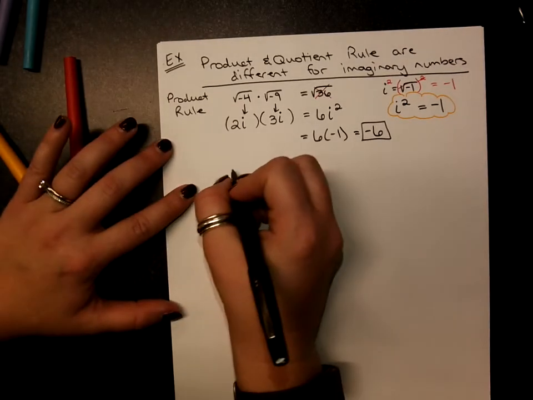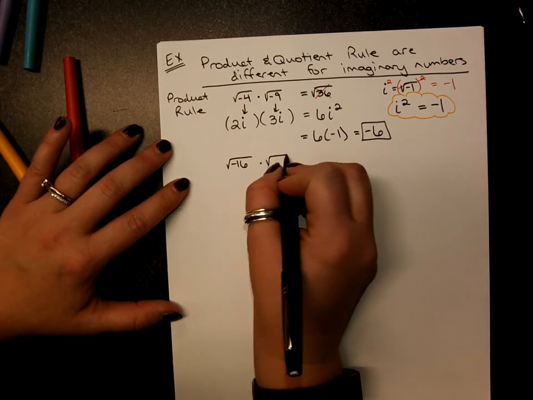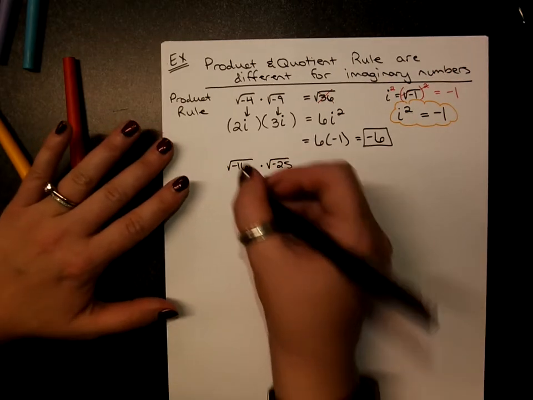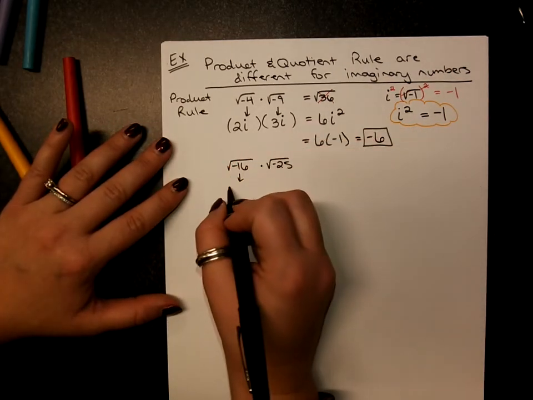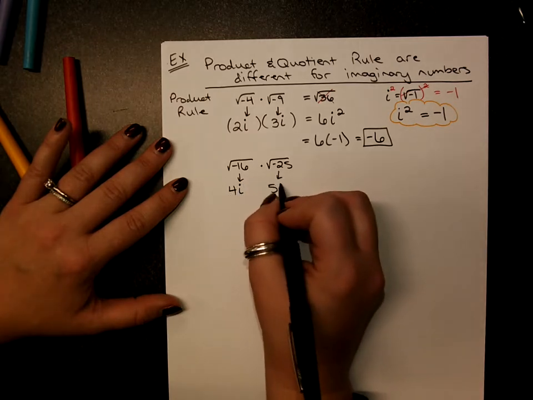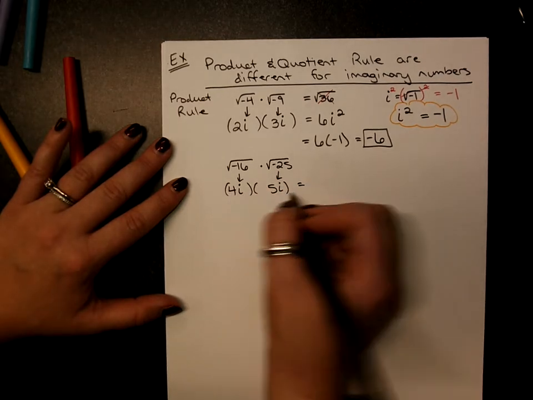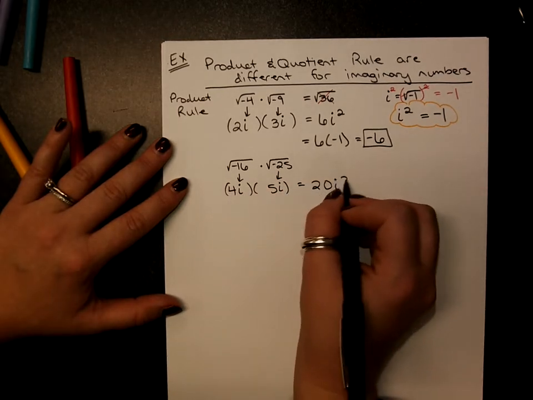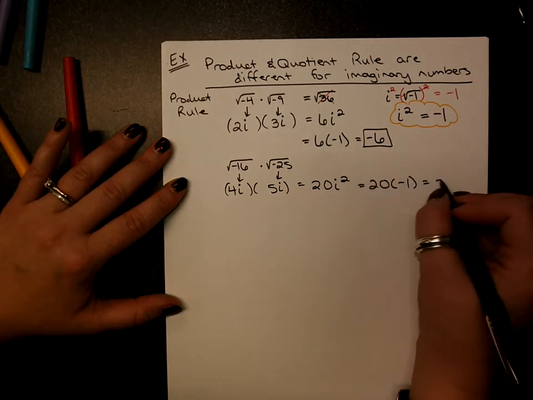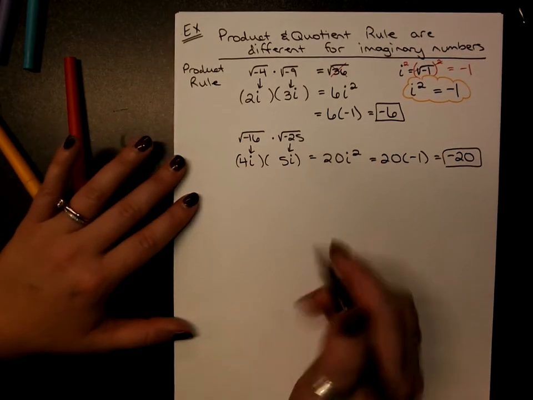Let's try that again. If I have the square root of negative 16 times the square root of negative 25. You can pause and try it on your own, or you can just watch me. This is going to become 4i. This is going to become 5i. We're going to multiply those together, that makes 20i squared. Well, that's really 20 times negative 1, which becomes negative 20. Let's try it one more time.